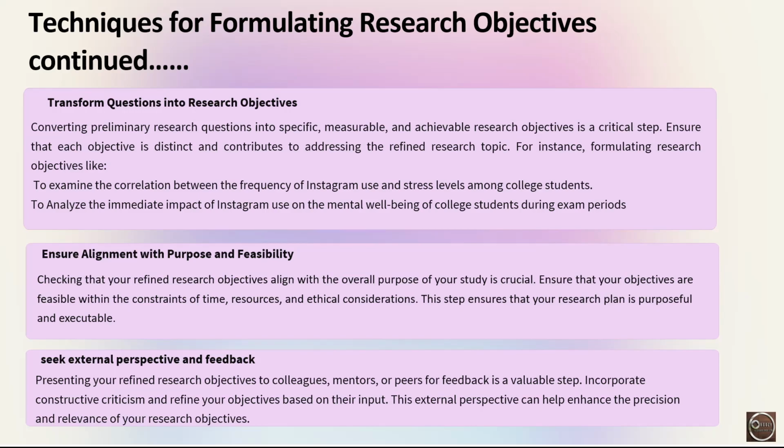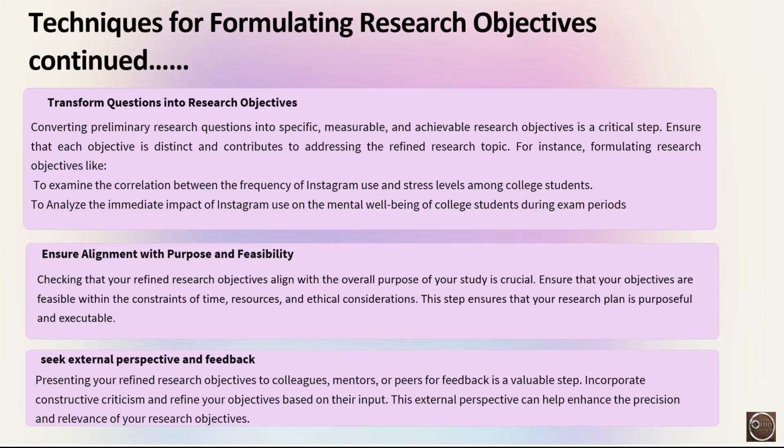Okay. Now, the next step is to ensure you align these objectives with purpose of the study and with feasibility. Are they achievable? Are they aligned to the purpose of your study? Are they feasible within the constraints of time, resources, and ethical consideration? So you have your questions, now you weigh them on the weighing scale of feasibility in terms of time constraints, resources, ethical considerations. And are they executable? Can you actually do it? Can you actually examine the correlation between frequency of Instagram use and stress level among college students? Make sure you can do that. Don't just state things that look ambiguous. Make sure you can actually execute your research objectives.